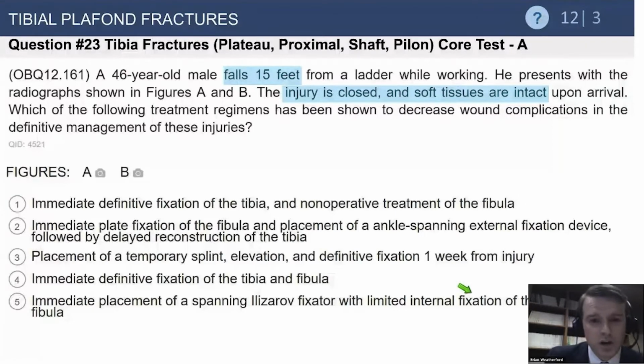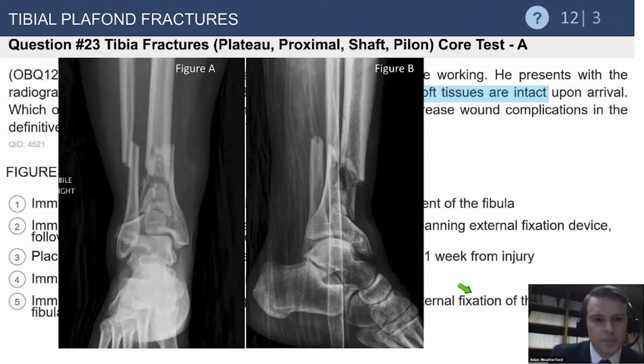Okay, so we're now jumping into our questions. I'm not going to read the whole thing here, but I'm going to paraphrase it. You've got a 46-year-old person that fell 15 feet. The injury is closed. There are no open fractures and soft tissues are intact. We're going to show the images here momentarily. Which of the following treatment regimens has been shown to decrease wound complications in the definitive management of these injuries?